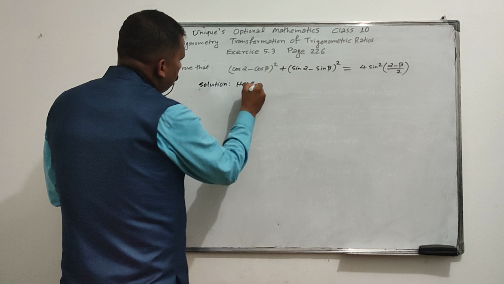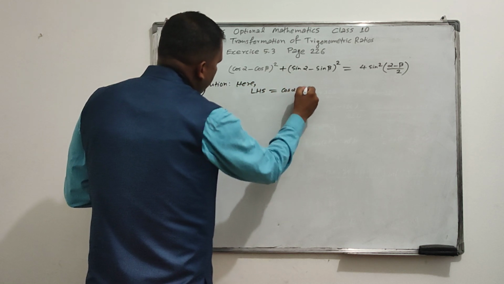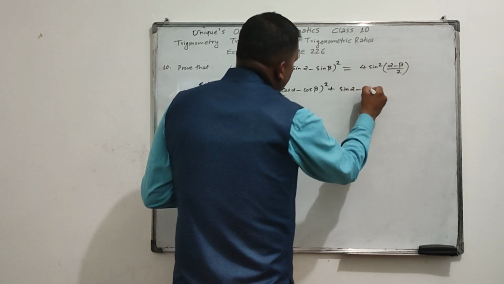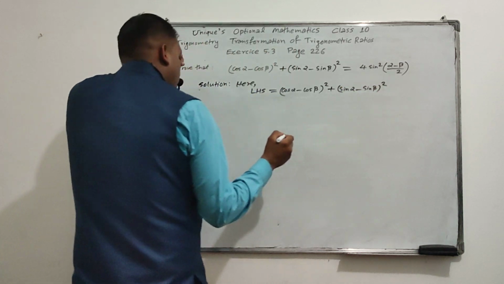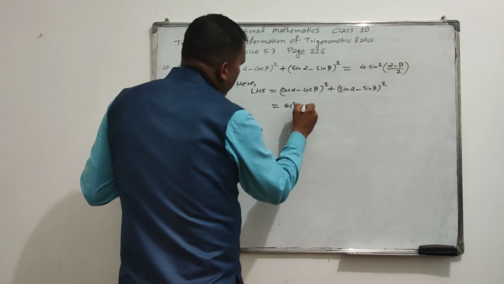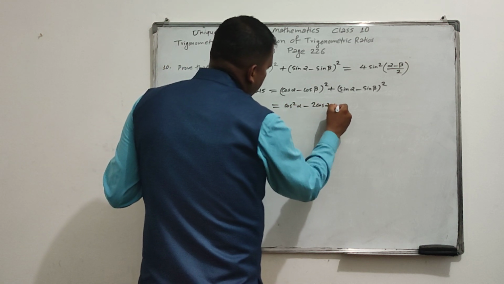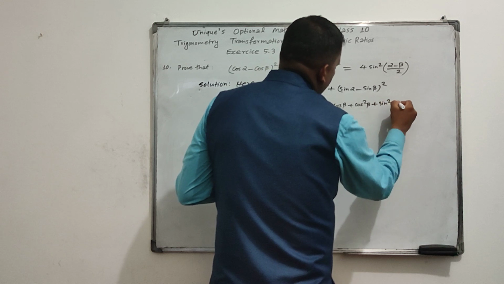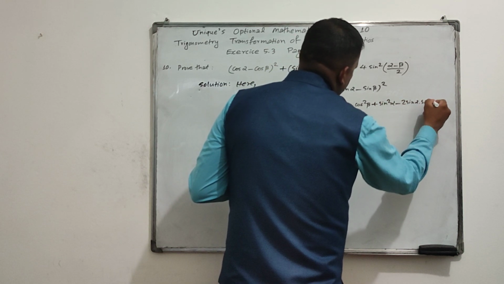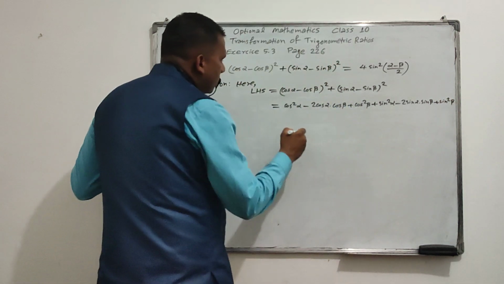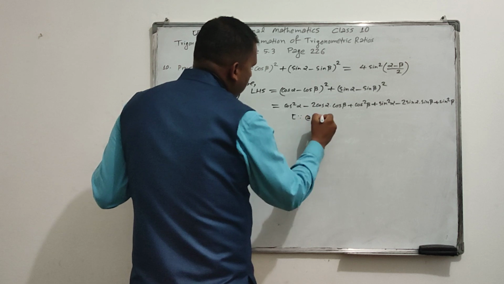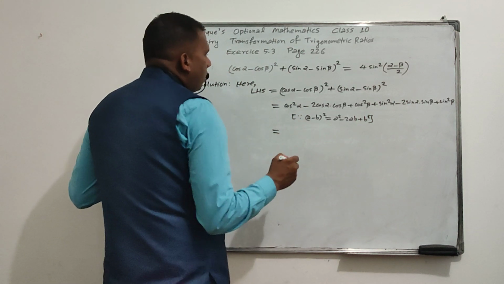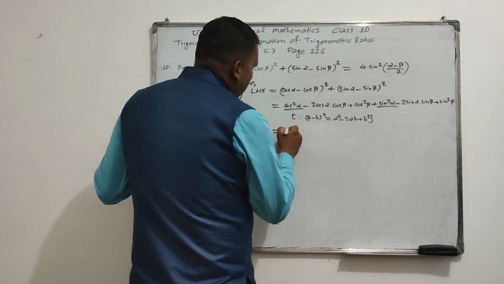Here LHS equal to (cos alpha minus cos beta) whole square plus (sin alpha minus sin beta) whole square. Now expanding both, cos square alpha minus 2 cos alpha cos beta plus cos square beta plus sin square alpha minus 2 sin alpha sin beta plus sin square beta, because (a minus b) whole square equal to a square minus 2ab plus b square by using this formula. Now cos square alpha plus sin square alpha, that is 1.